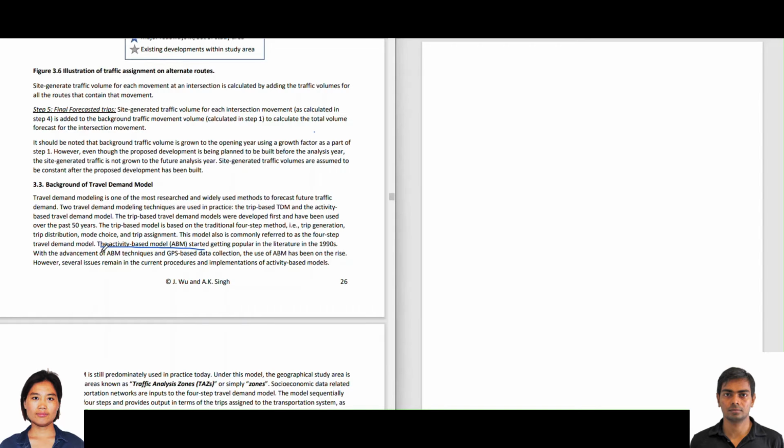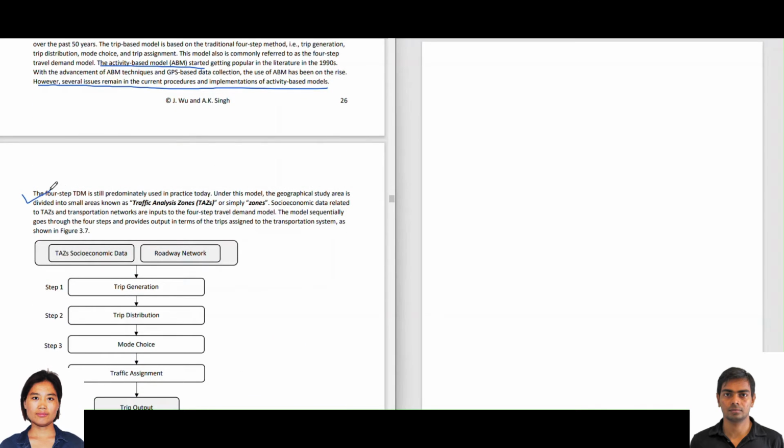One important aspect of activity-based travel demand models is that several issues are still there with them, and their implementation is a little bit limited. So for this work, we will focus on four-step travel demand models and travel demand models like TransCAD-based travel demand models based on four-step travel demand models.